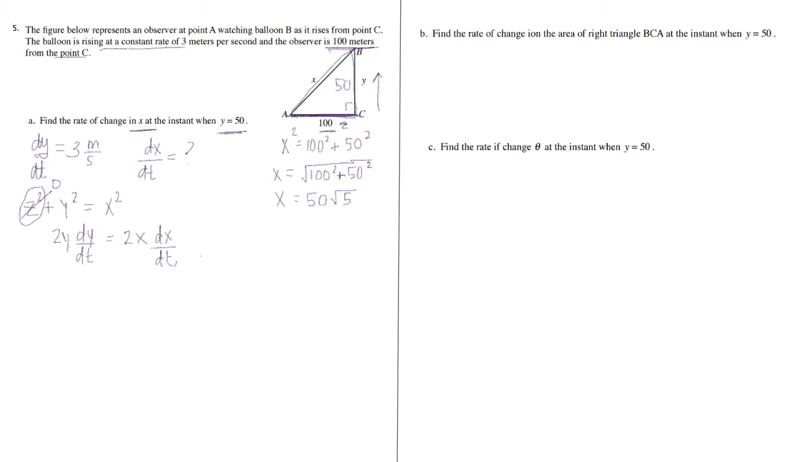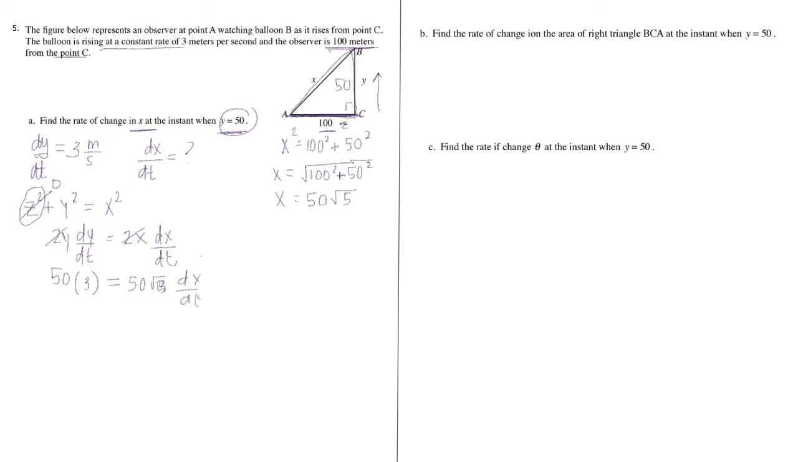And we know y is 50. Hey, I'm feeling this problem is coming together. 50 times, we know dy/dt, 3, equals, again, I dropped those 2's, x, which we just saw is 50 root 5. What in the world? And then times our rate of change, dx/dt, which is what we're looking for.